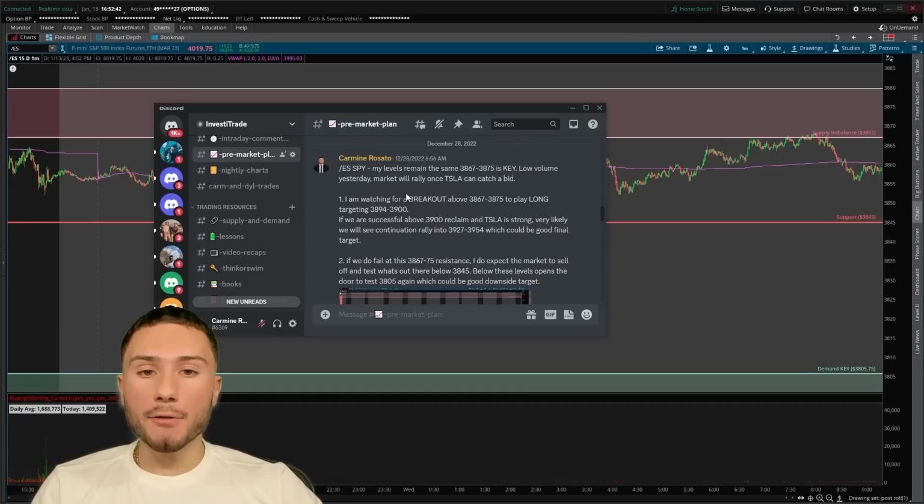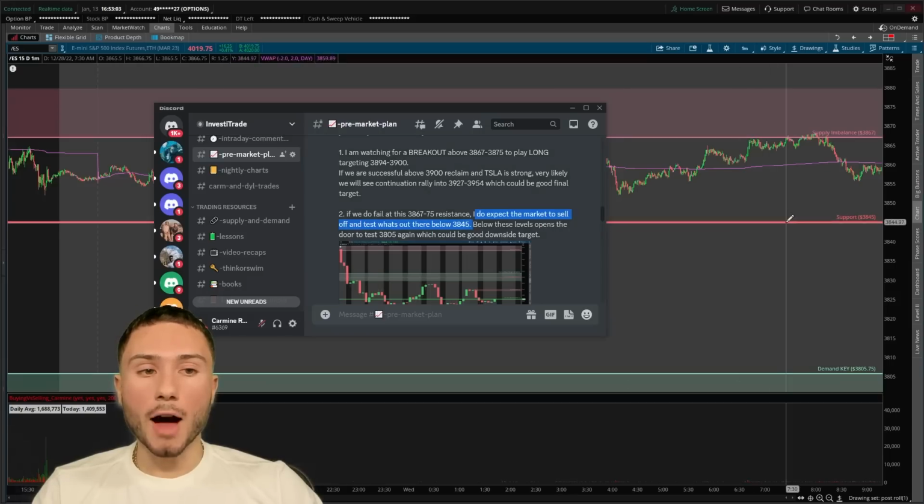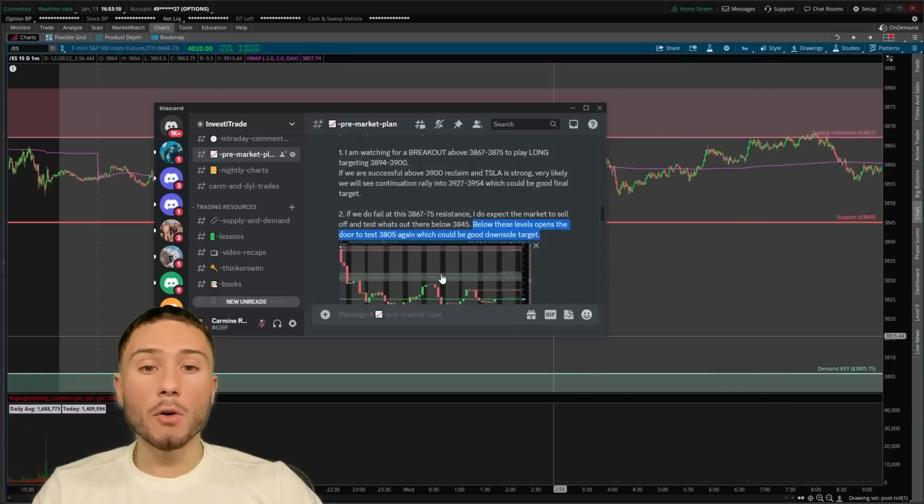On the S&P 500, we had a key area at 3867 to 3875, which is this supply zone over here. Scenario number two was if we fail at this supply, I do expect the market to sell off and test what's out there below 3845, which is this red line. Below this level at 3845 opens the door to test 3805 again, which could be a very good downside target.